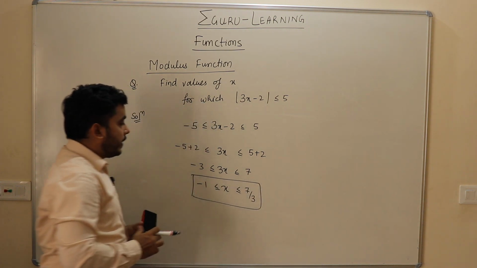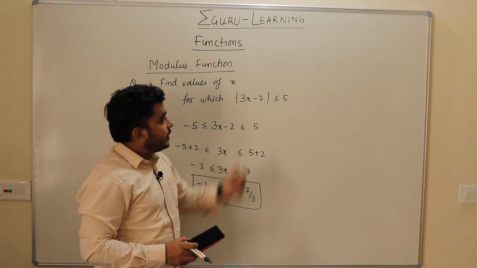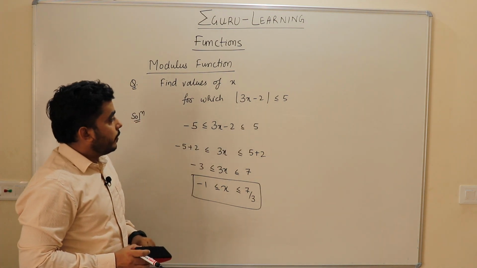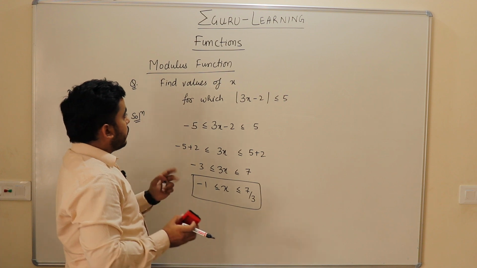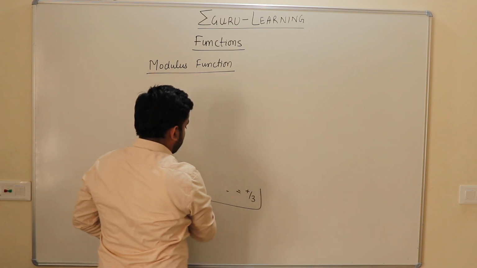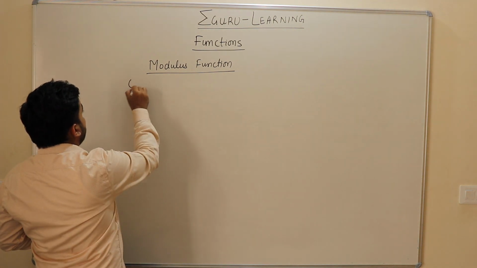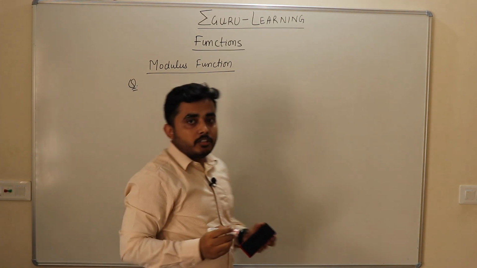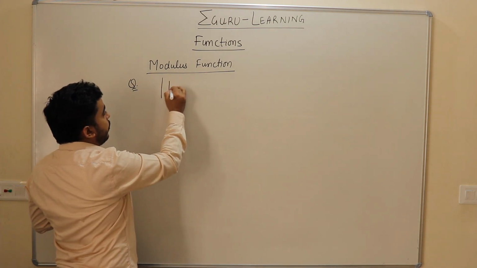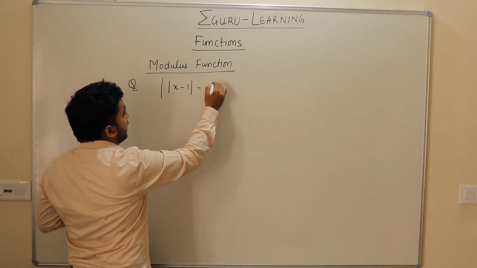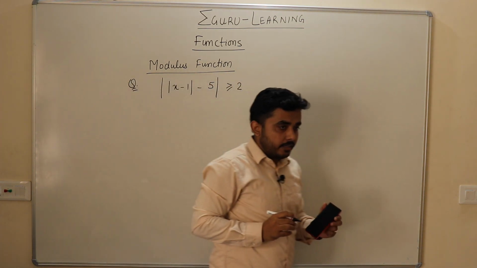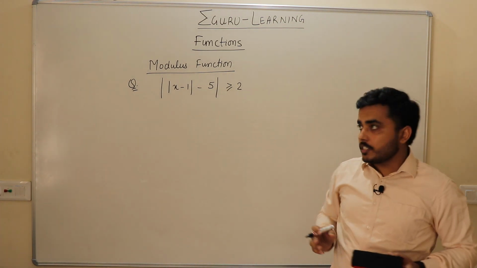So this is the values of x for which mod 3x minus 2 is less than or equal to 5. Okay, now let us consider a very good question based on modulus properties. In this question also we need to find out the values of x. The question given to us is, let's say, mod of mod x minus 1 minus 5 is greater than or equal to 2.